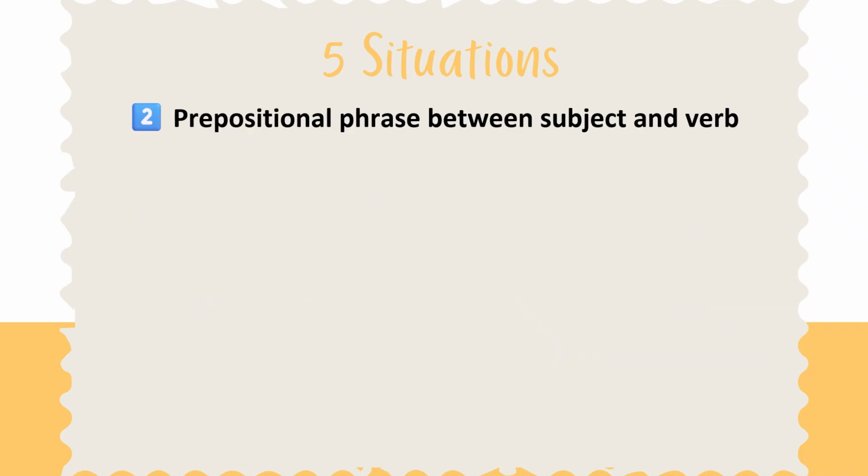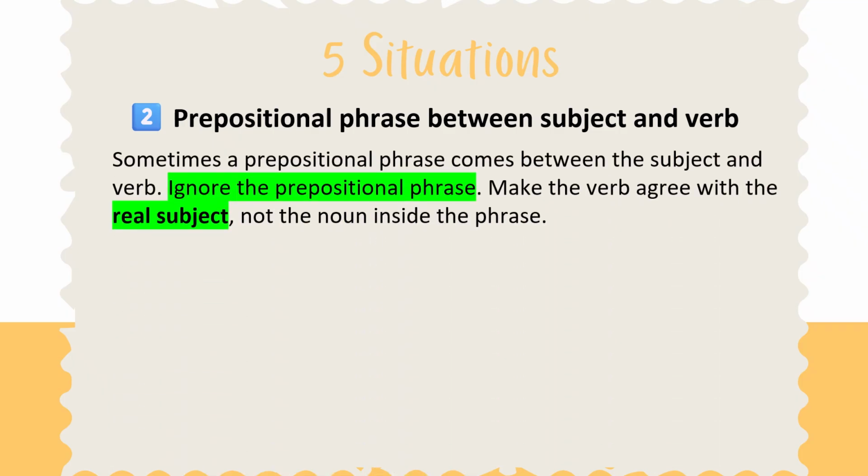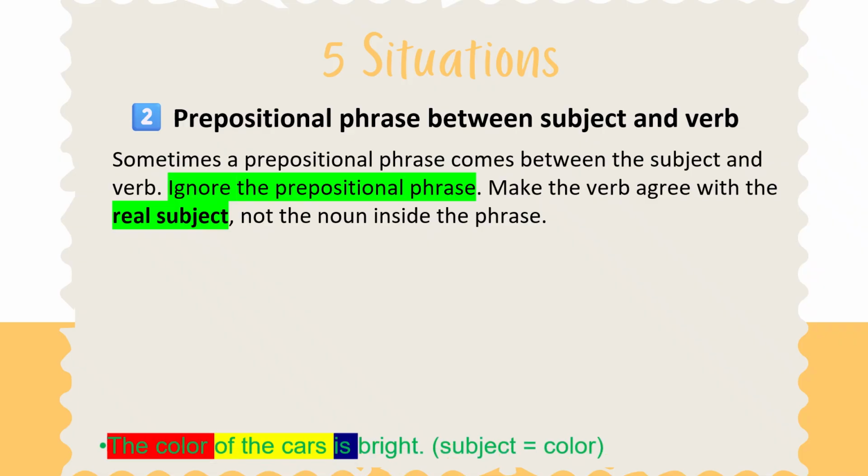Situation 2 is about a prepositional phrase between the subject and the verb. Sometimes a prepositional phrase comes between the subject and the verb. Ignore the prepositional phrase. Make the verb agree with the real subject, not the noun inside the phrase. So, this is also about recognizing the real subject.